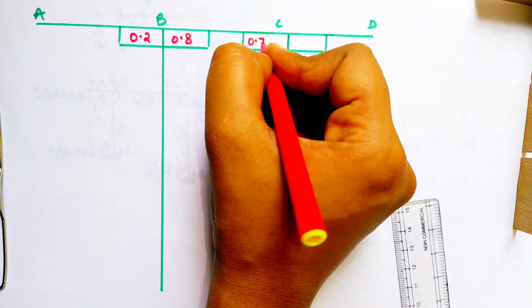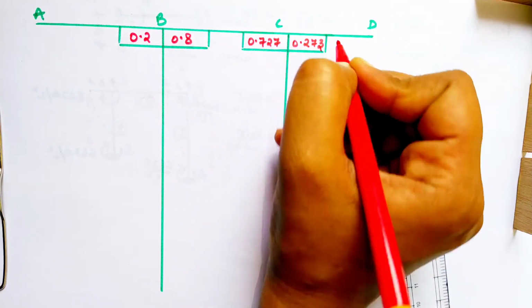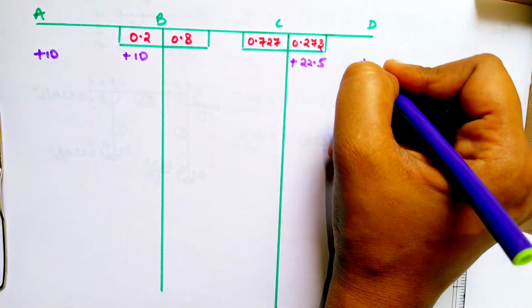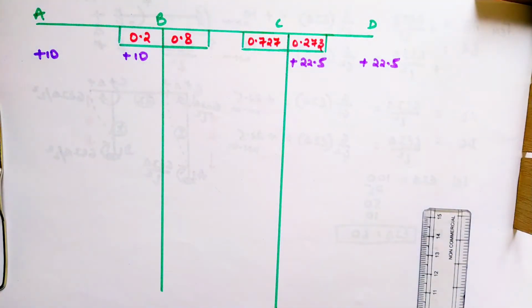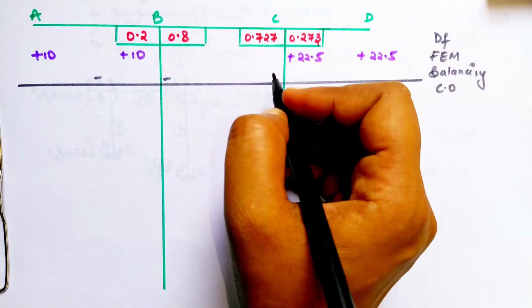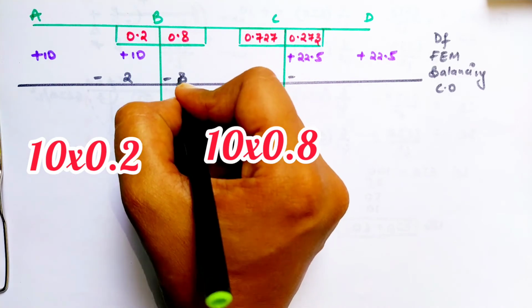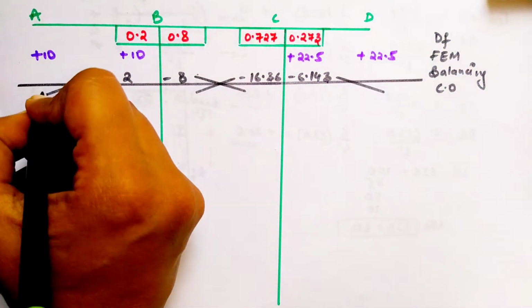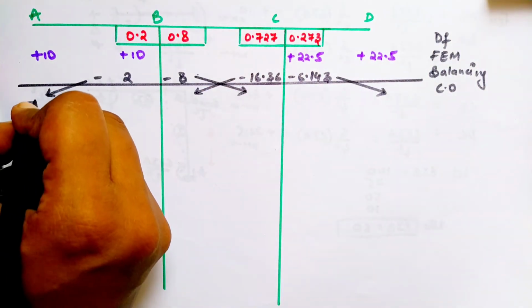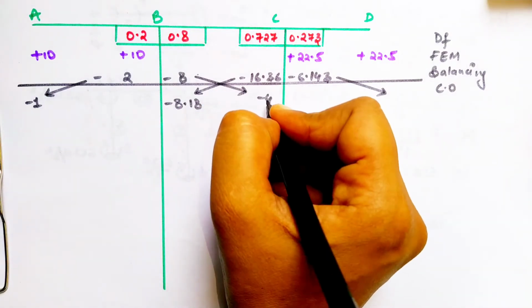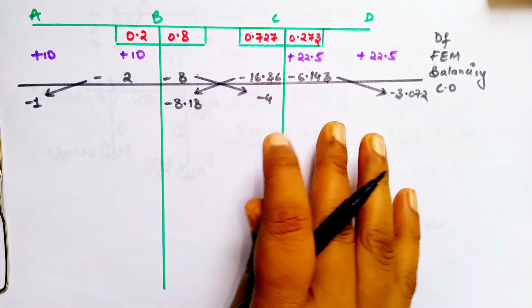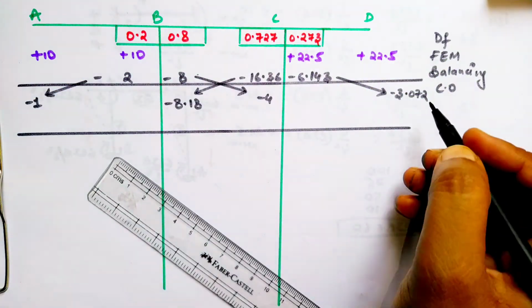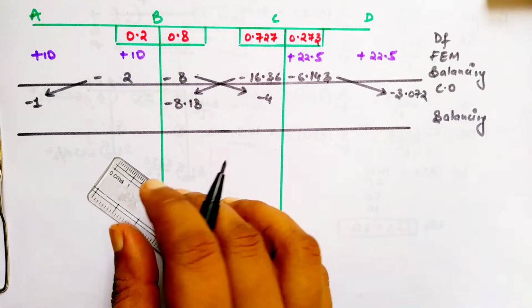We'll be using the same DF which we have calculated. DF will not change because it is not a loading property, it is a geometrical property. We'll be using the same FEM which we got and then we have to again repeat the same procedure. Opposite sign, multiply by DF and write it down. Opposite sign, multiply by DF and write it down, and then shift it to the nearby support with the sign, divided by 2. So this was your balancing and this is your carryover. Again repeat the procedure. Opposite sign, multiply by DF, write it down.